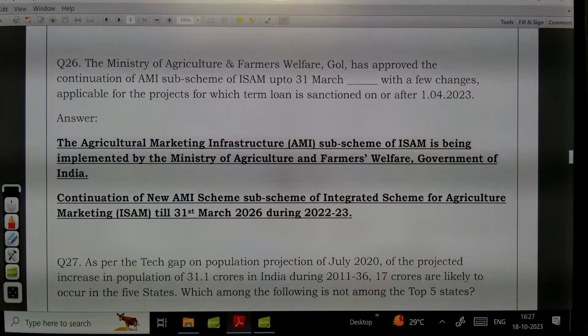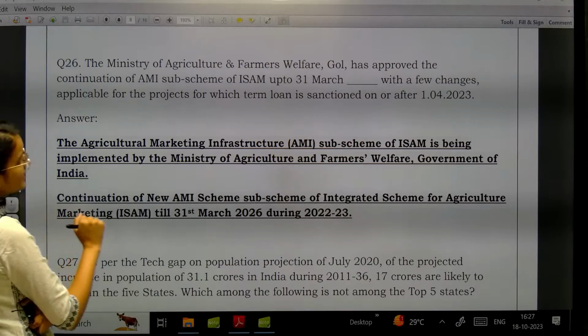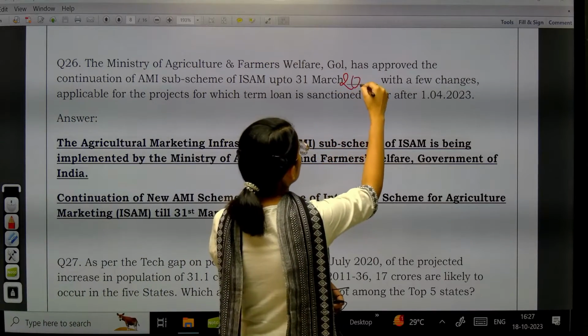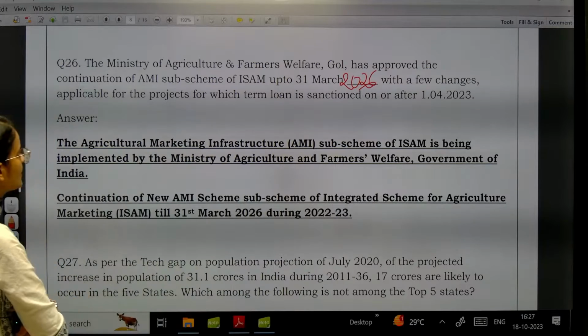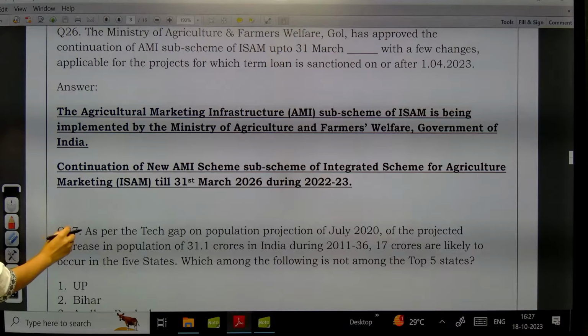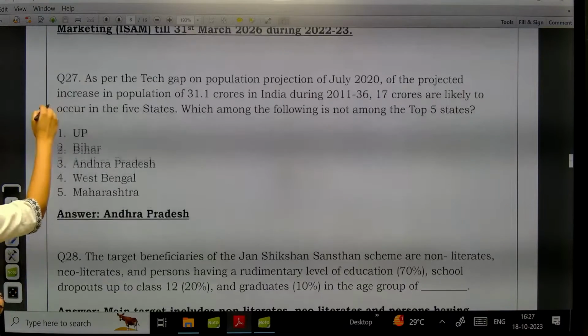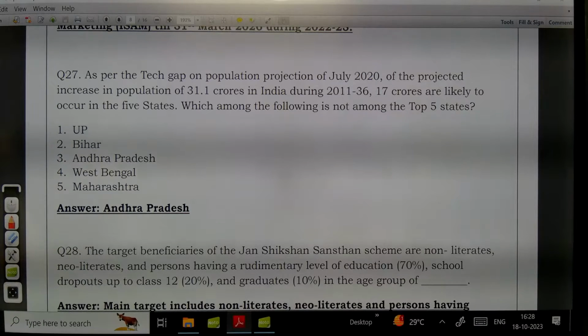The Ministry of Agriculture and Farmers Welfare has approved continuation of the AMI sub-scheme of the Integrated Scheme for Agriculture Marketing. The limit has been increased, continuation till 2026 with a few changes. Okay. So this was done recently only. Agriculture marketing infrastructure. Okay.